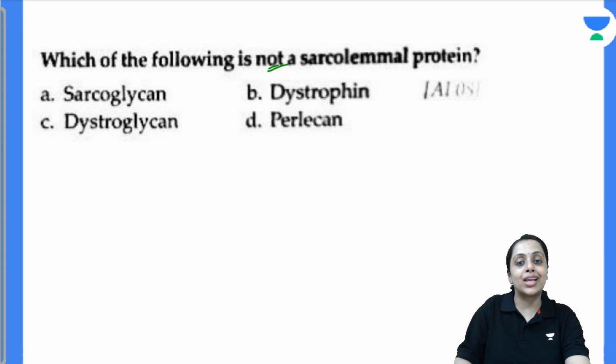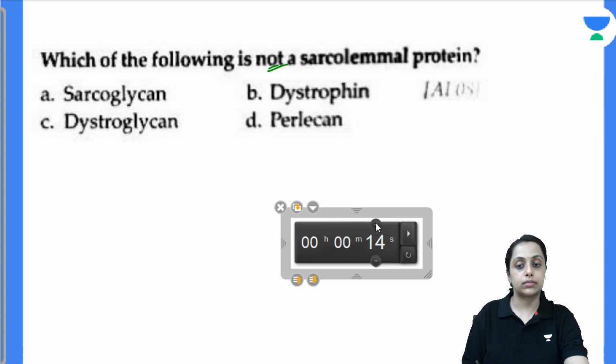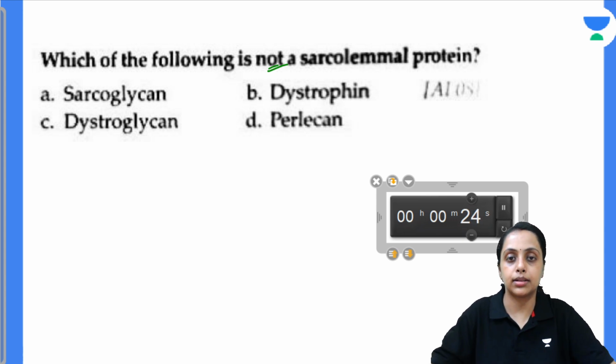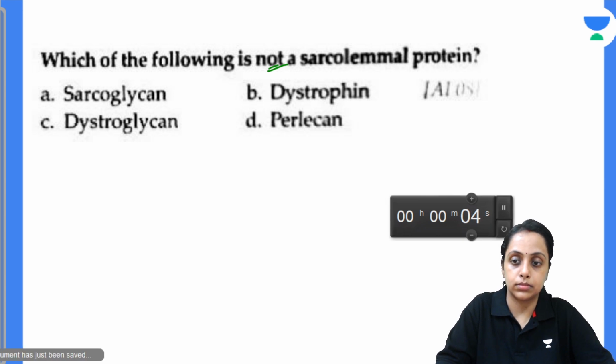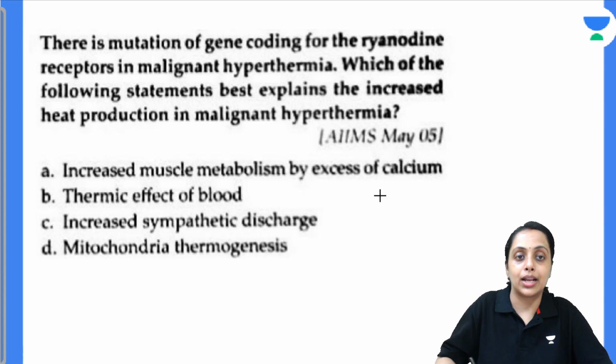Coming to the next one. Which of the following is not a sarcolemma protein? Sarcoglycan, dystrophin, dystroglycan, or polycan? Yes, very true. Polycan is not a sarcolemma protein. The rest are sarcolemma proteins.